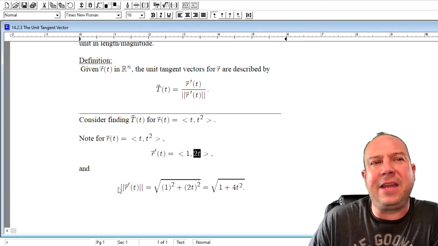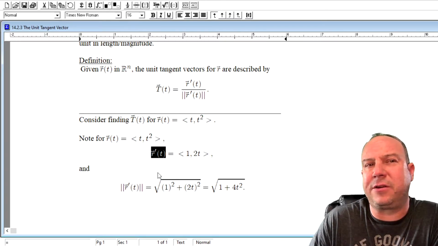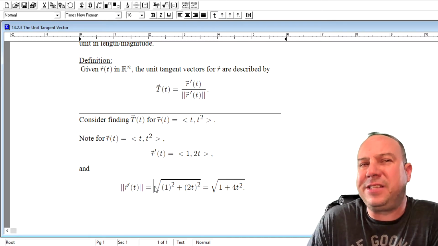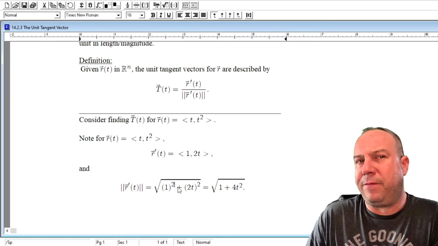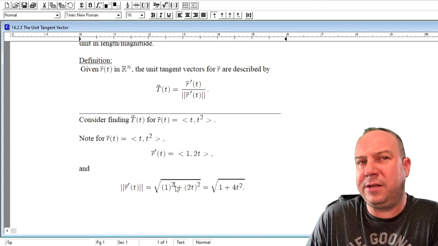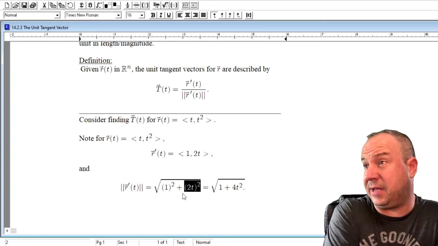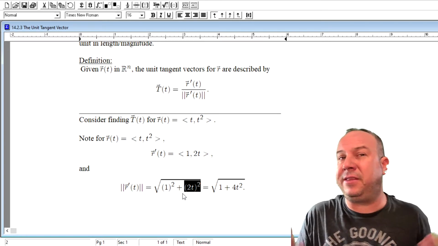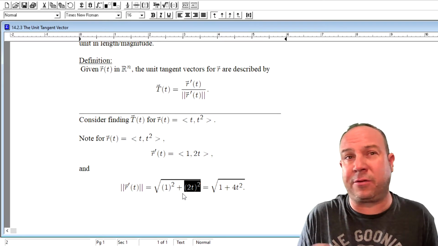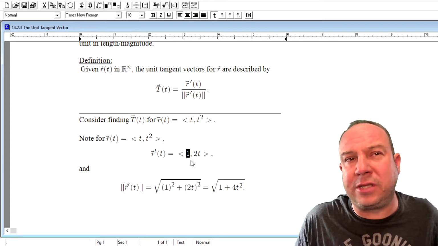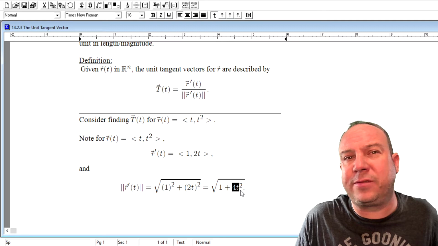All right? And if we think about the magnitude then of this vector result, r bar prime of t, it is the square root of the sum of the components 1 squared and 2t squared. It is the square root of the sum of the components squared from the vector whose magnitude we're trying to find. If it's three-dimensional, we would add in that third component squared under the radical. In this case, 1 squared is 1, 2t squared is 4t squared.